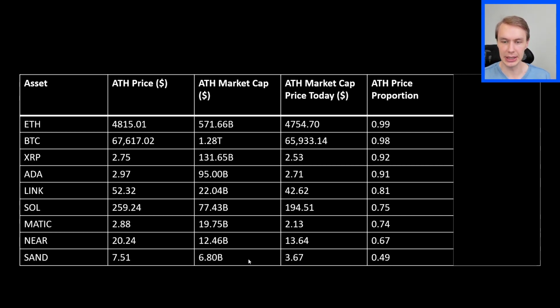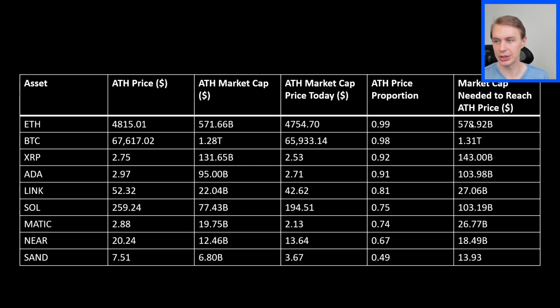And really what that means is under the hood, Sand has seen a lot of inflation since then. There's been a lot of new Sand that's been created, which means it's harder for Sand to get back up to its all-time high price. It'll need to have a higher market cap to be able to reclaim that higher all-time high price.